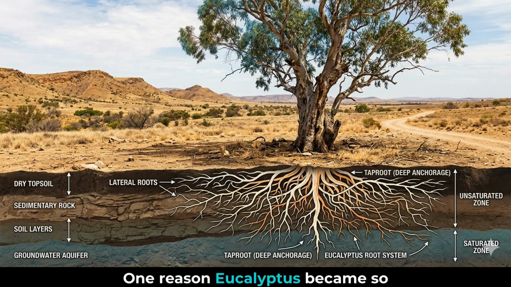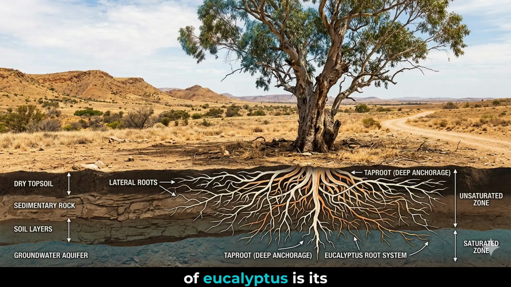One reason eucalyptus became so successful is its remarkable ability to cope with drought. Many species evolved in environments where rainfall is seasonal and water may be limited for extended periods. Their leaves often hang vertically rather than horizontally, reducing direct exposure to intense midday sunlight. Waxy leaf surfaces help reduce water loss, while extensive root systems allow trees to access moisture deep within the soil profile. These adaptations enable eucalyptus to survive conditions that would stress many other species.